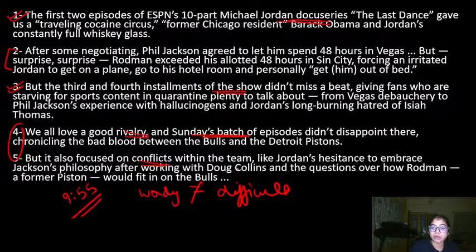The fifth one also does not have the noun docu-series, but it has the pronoun for the docu-series. It focused on, and the "it" is obviously your show. The show focused on the conflict between the team. So even the fifth is talking about the docu-series, whereas only statement two is not mentioning the docu-series.